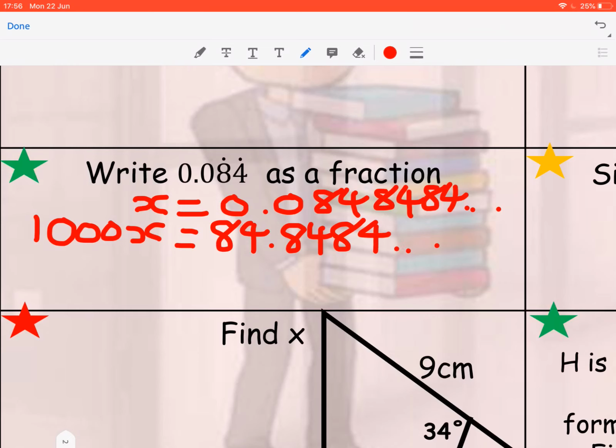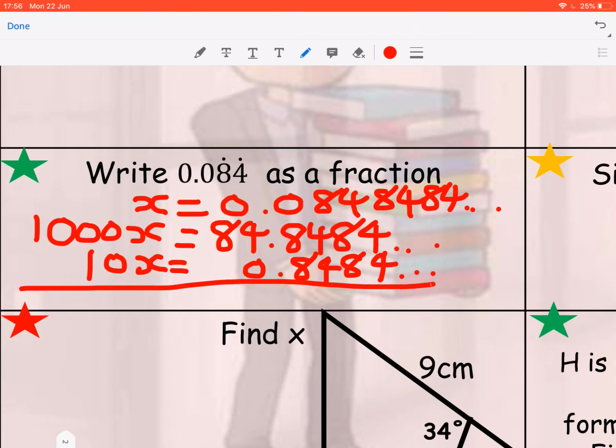84.84 going on. Okay, the people who have seen me do this before will know what I'm trying to do. I'm trying to line the 84s up. In order to do that, I'm going to have to times the top one by 10 now to get the recurring digit touching the decimal point. And you can see all the recurring bits on the end are lined up now. If I do exactly as I would do with simultaneous equations and I take away, the recurring bits will disappear. 1,000 take away 10 is 990.